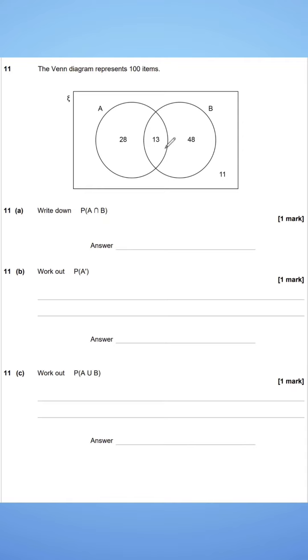This means the middle part of the Venn diagram where both of the circles intersect. So this part. So the probability of A intersection B is 13 over 100 because there are 100 items.